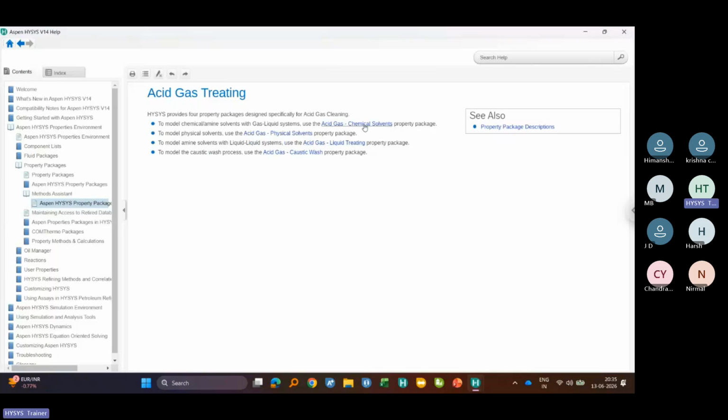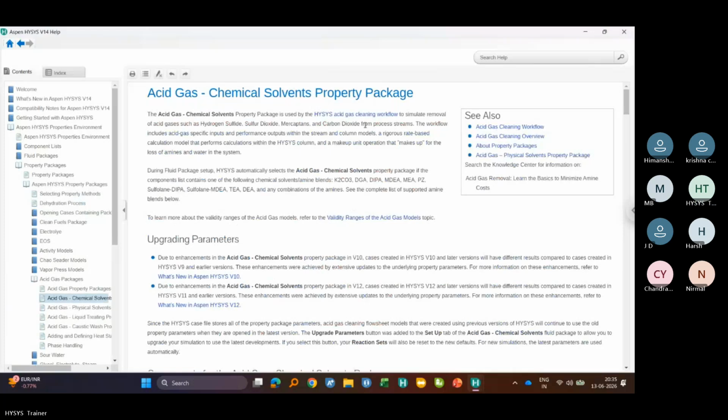So let's click on this and see. The acid gas chemical solvent property package is used by Aspen HYSYS for acid gas cleaning during the fluid package setup. This is all the information given about that fluid package.